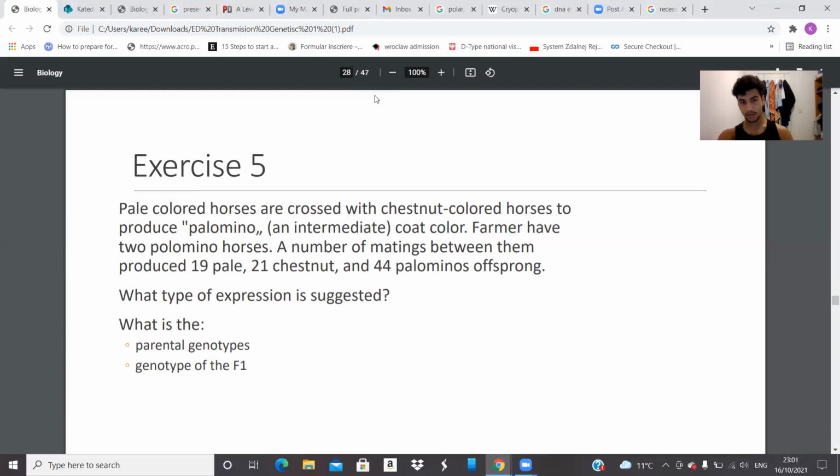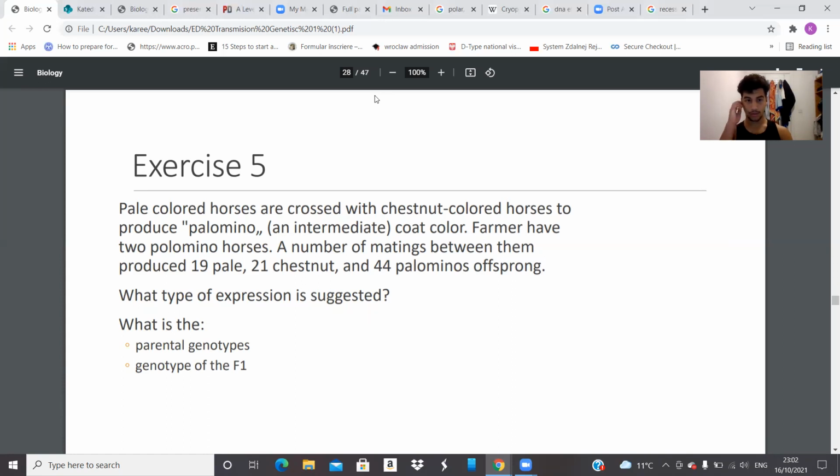A farmer has 2 palomino horses, and the number of matings between them. We know it's incomplete dominance, and if they have an intermediate color, that means they must have a heterozygous genotype. Let's say the allele for pale color is big P. The one parent will have big P, and the other parent, which is chestnut, has C, also dominant because it's incomplete dominance, so they're both dominant, and they produce an intermediate. The offspring would have genotype PC.